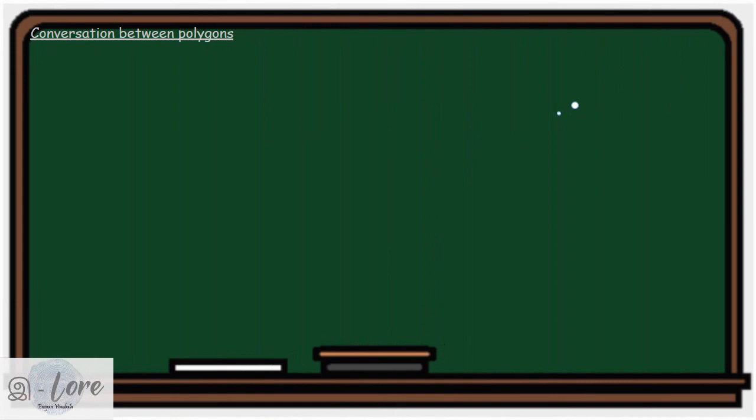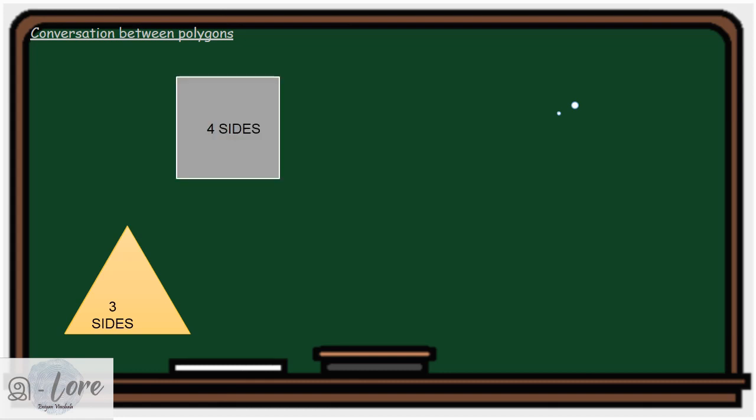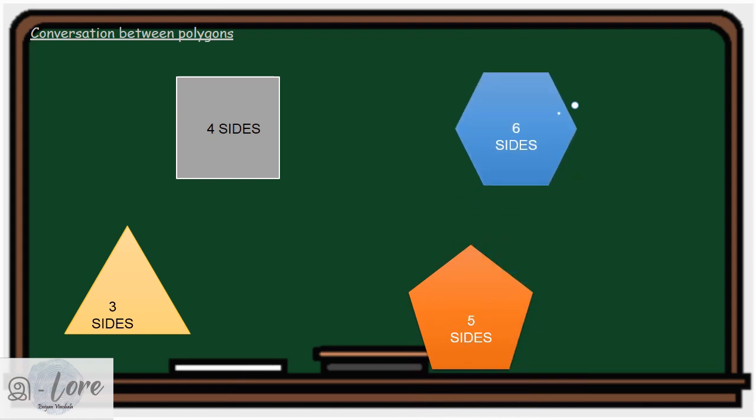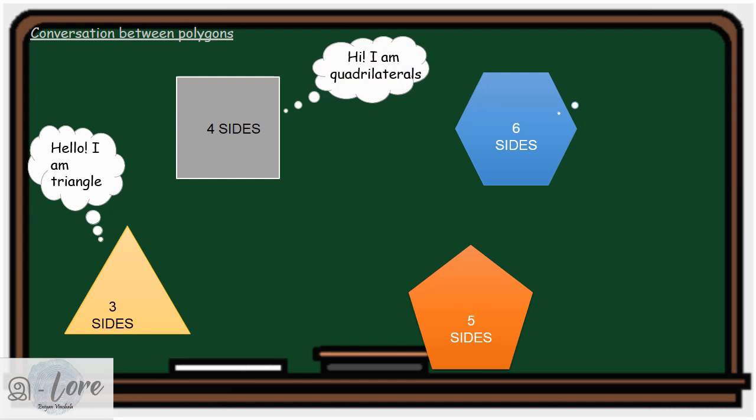Okay, the conversation between the polygons. We don't know the polygons, but they are line segments. Three-sider, four-sider, this one five-sider, this one a six-sider. All the figures are made in two dimensions, and they are closed figures also. Hello, I'm a triangle. Hi, I'm a quadrilateral. Hi, I'm a pentagon. Hello, I am a hexagon.